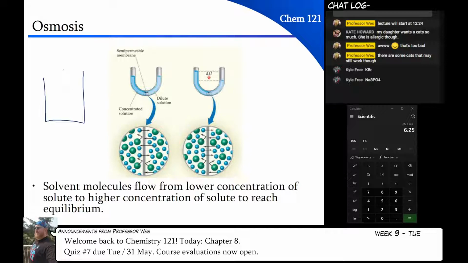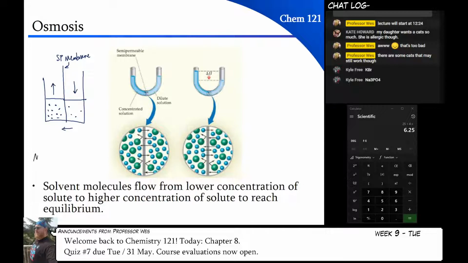I'm going to redraw this. So here's my semi-permeable membrane in the middle here. And I'm going to have a really concentrated solution on the left here, and a not very concentrated solution on the right. Let's suppose that my water moves in this direction. If that were the case, I would have more water on the left than the right, so the volume would go up on that side, and the volume would go down on that side.